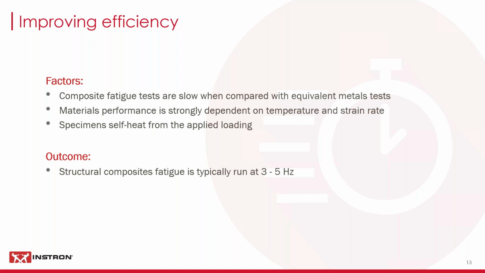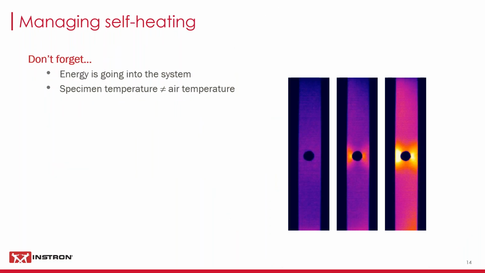Improving efficiency. As I've already said, composites fatigue, typically you end up running down at between 3 and 5 Hz test frequency, and that is slow. Now, how do we get around that? It means we need to manage this self-heating effect, this energy deposition effect in the specimen. Don't forget, every cycle, energy is going into the system, and that means heat energy is being generated inside the specimen, meaning your specimen temperature is not the same as your air temperature. You can't just put a temperature chamber around it and put a set point on that, and then assume that your specimen temperature is the same as the thermal chamber setting.